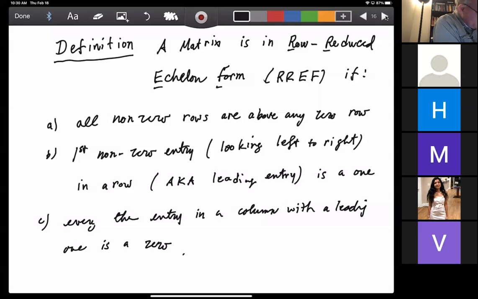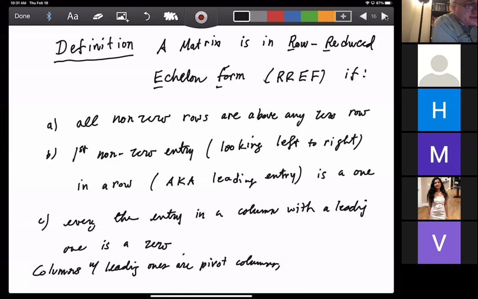Okay. So those columns with the leading entries are called the pivot columns. And those leading entries are called the pivot positions. Sometimes the leading entries are called the pivots. Okay.